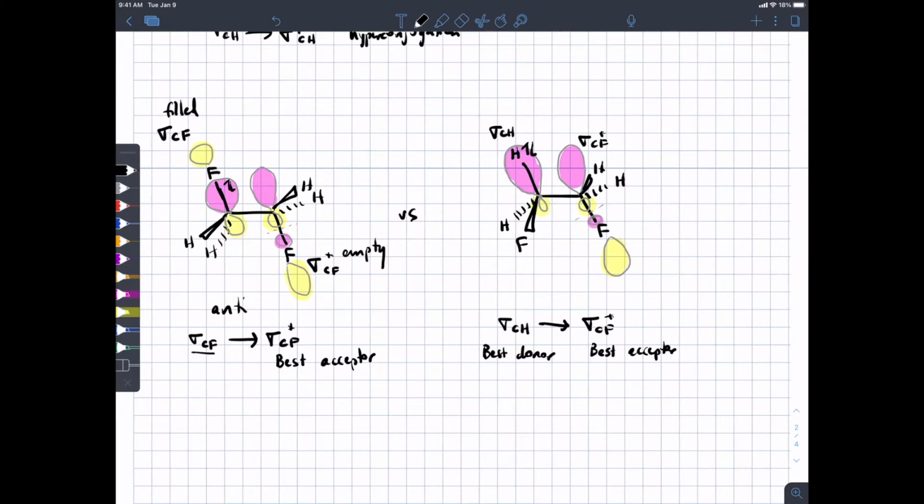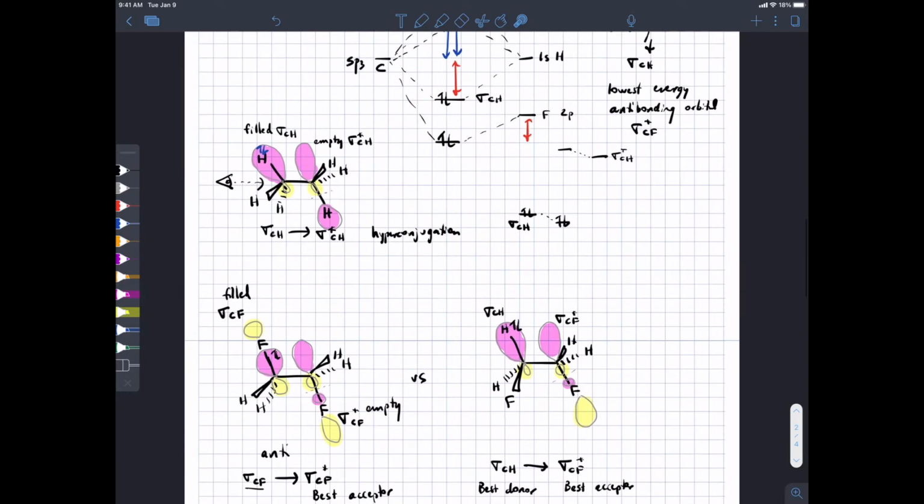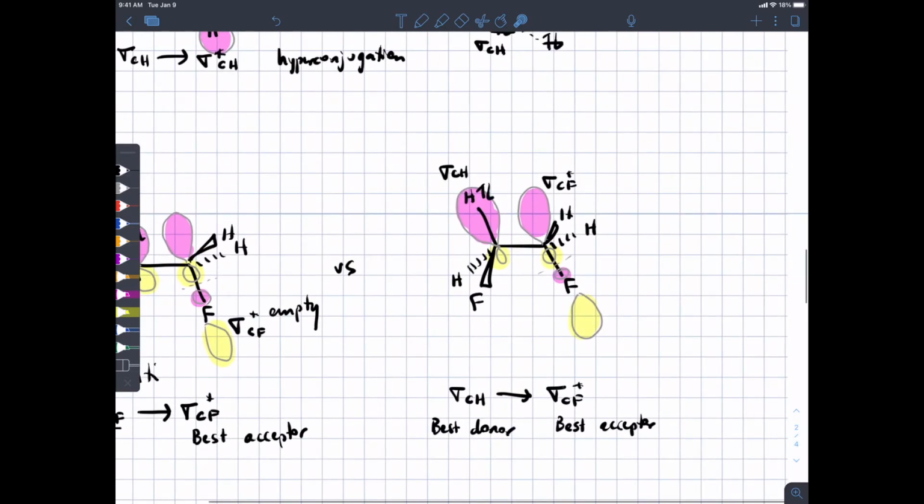Do you see that? It's only when the fluorine is anti to a hydrogen that you line up your highest energy bonding orbital, which is the carbon-hydrogen one, with your lowest energy anti-bonding orbital. And it just so happens that when you do that, it doesn't matter whether it's this hydrogen or we rotate that hydrogen, the fluorines are going to be gauche to each other. That's called the gauche effect.